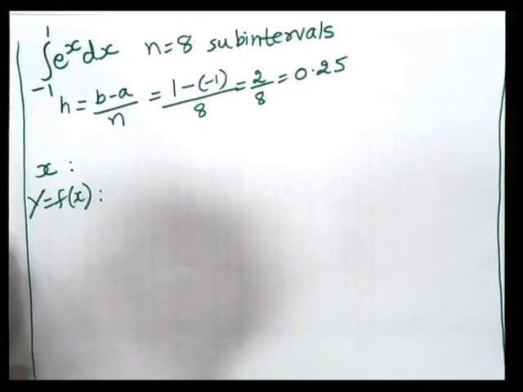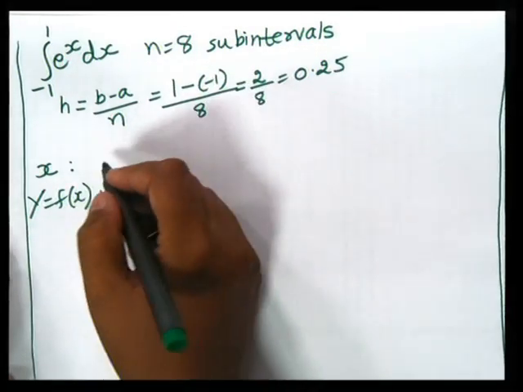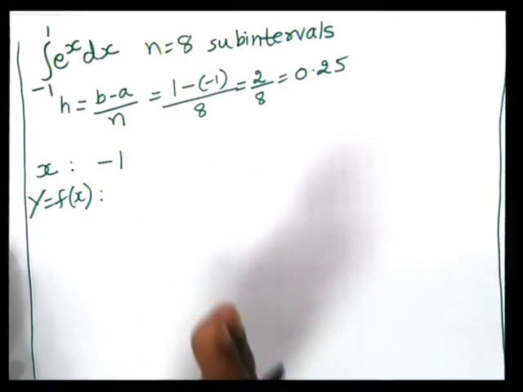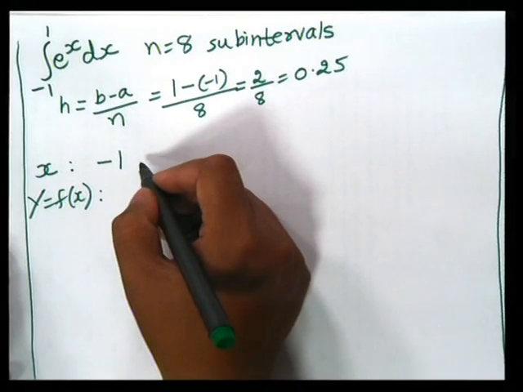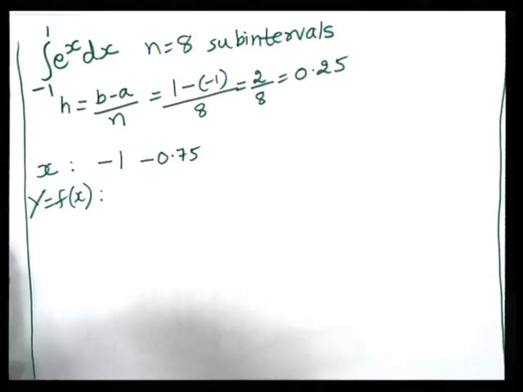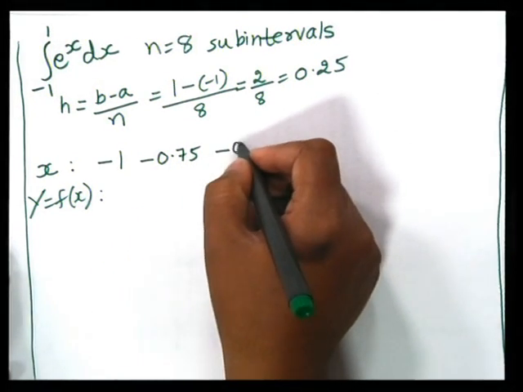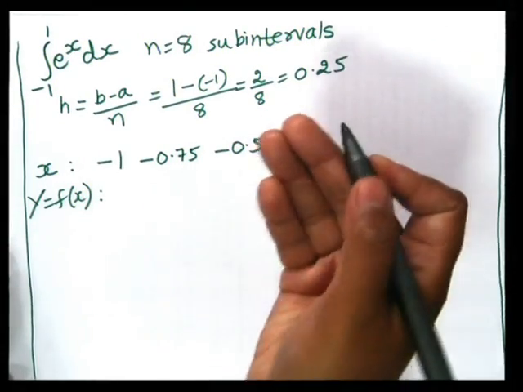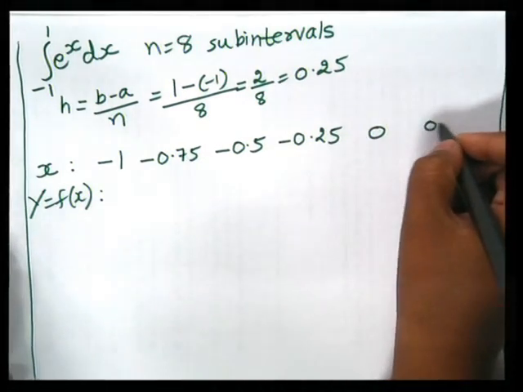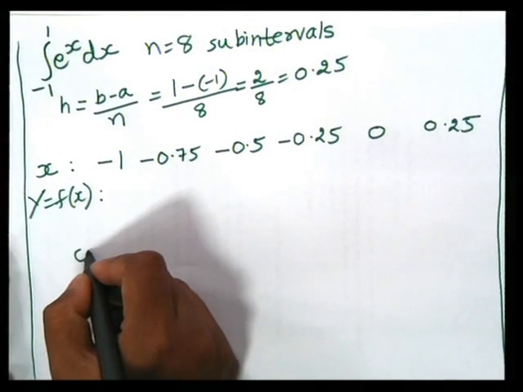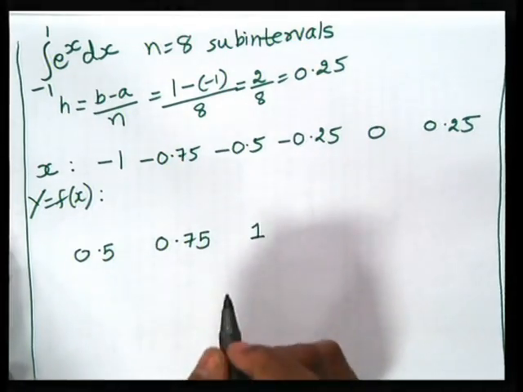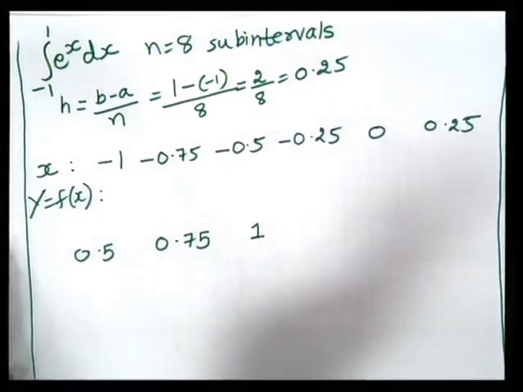Now first of all, the range of x. This starts from -1. The first point which we are going to take is the lower limit, that is -1. Keep on adding 0.25 to that value. So -1 plus 0.25, you will be getting minus 0.75. Again add 0.25, so you will be getting minus 0.5. Again add 0.25, minus 0.25. Doing that, you will be getting 0, 0.25, 0.5, 0.75 and 1. So the upper limit is 1, so we will be going up to 1.